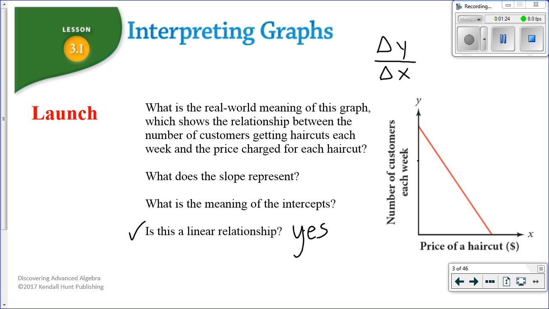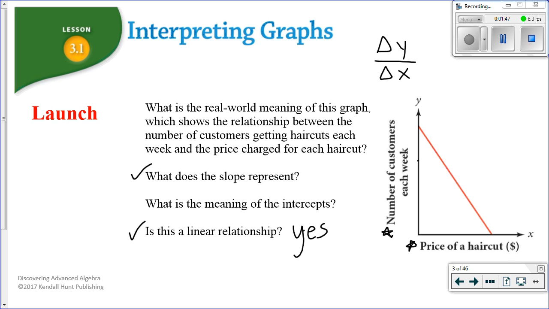So what is our y variable? It's the number of customers each week on that y-axis. And then our x variable is the price of a haircut. So our slope looks like it represents the change in the number of customers each week, depending on how I change the price of my haircut. Right? So that'll make a little more sense if we look at this graph and interpret maybe some points on the graph.